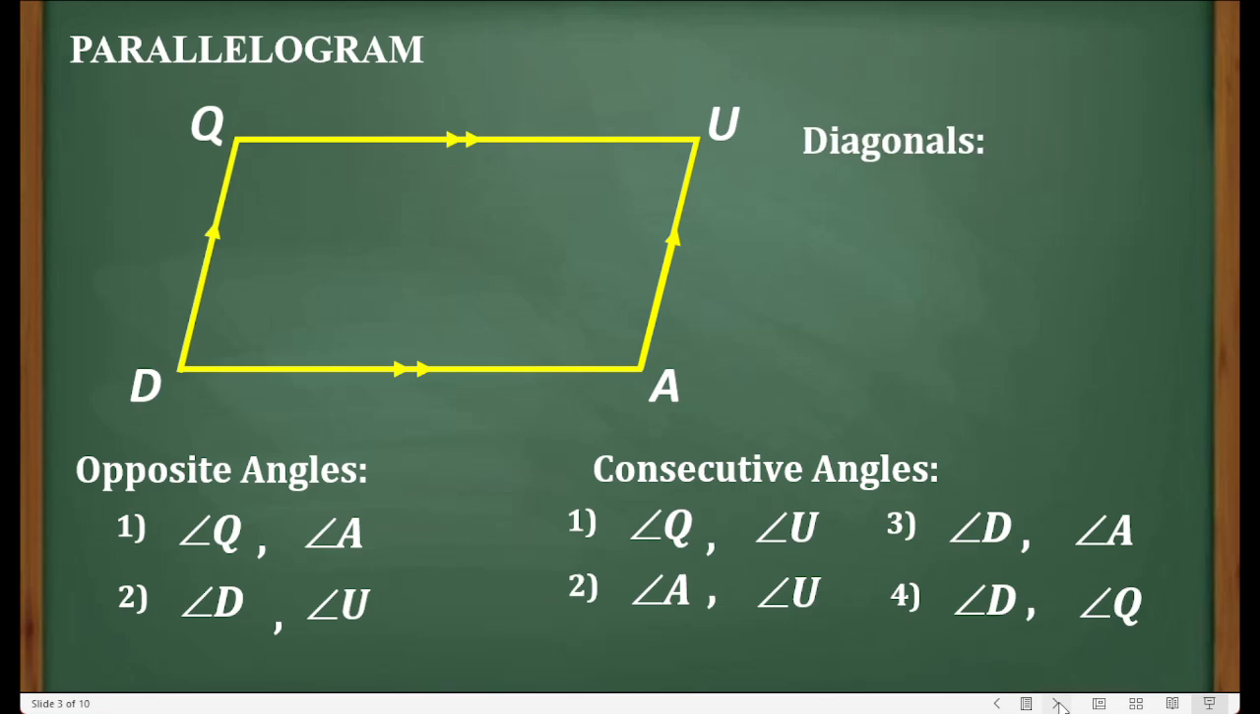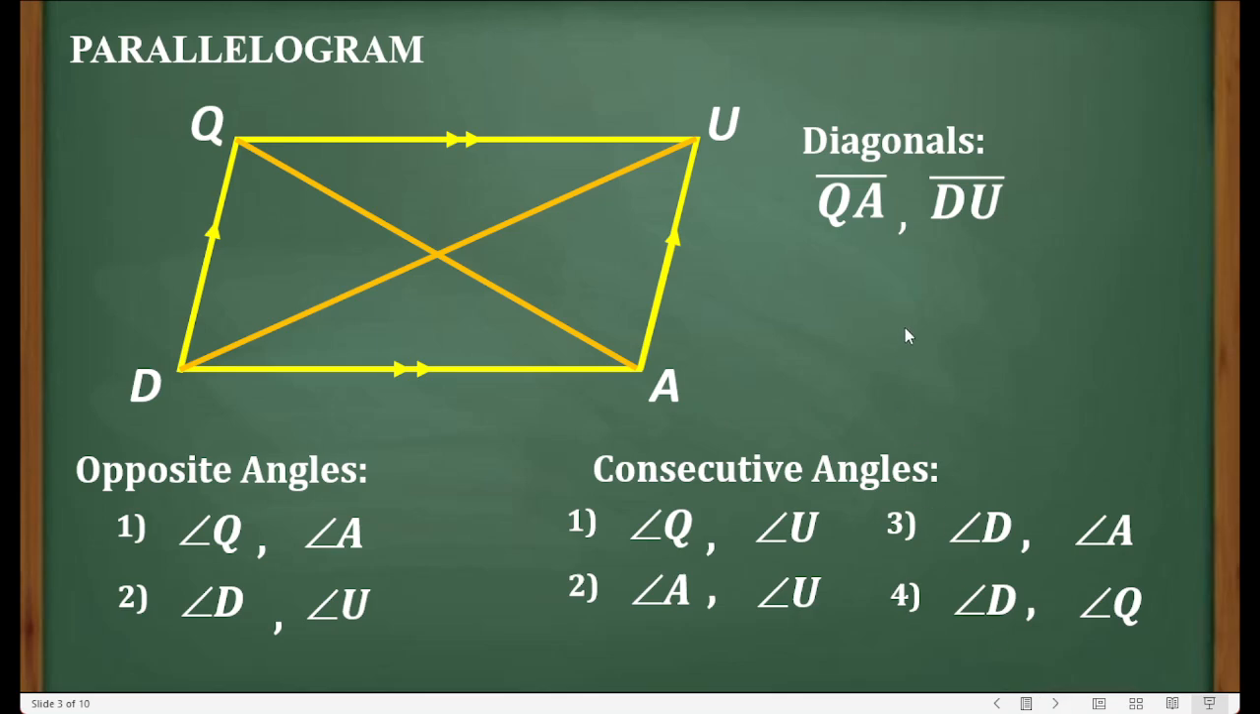Next, how about diagonals? So, pag sinabi nating diagonals, these are segments connecting two non-consecutive vertices of a polygon, particularly non-consecutive vertices of this quadrilateral, the parallelogram. And what are these diagonals? We have segment QA, this one, and segment DU. So these are the diagonals, the orange line segments. Okay? Next.